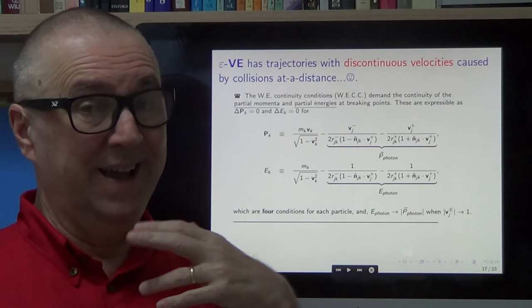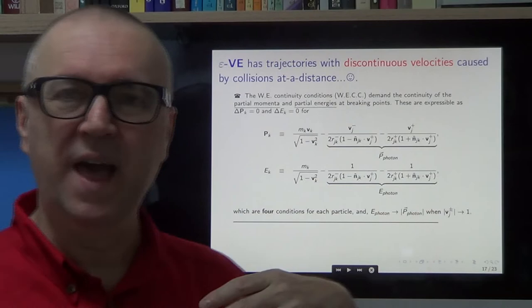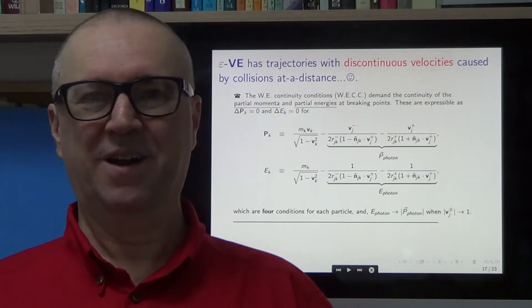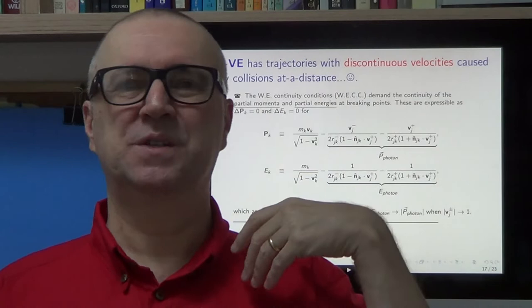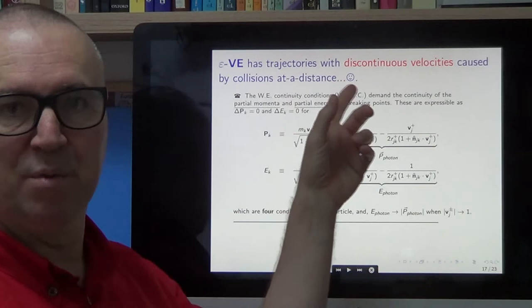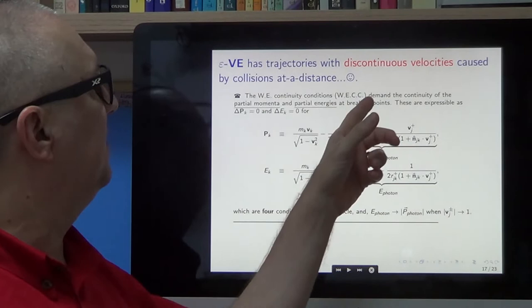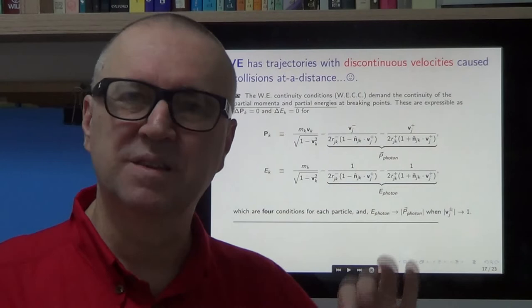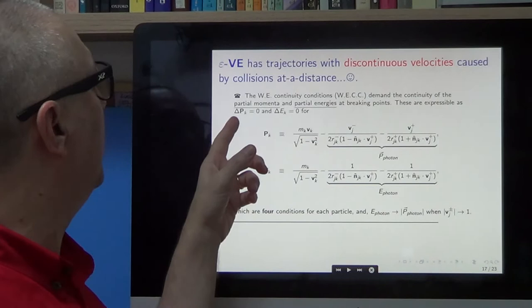So the remaining part of the Wheeler and Feynman equation of motion is at the breaking points, because the velocity is discontinuous at the breaking point. And if the velocity is discontinuous, you don't have an acceleration. You can't use the Euler-Lagrange equation. At those points, you have to use something else, which is called the Weierstrass-Erdmann continuity conditions. I abbreviate it to VECC. So the VECC demands the continuity of the partial momenta and partial energies at the breaking point. So this is at points where your Euler-Lagrange equation is not valid. These are expressible as delta pk equals 0 and delta ek equals 0.